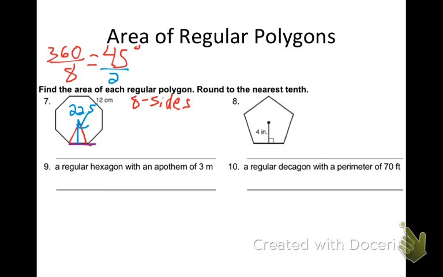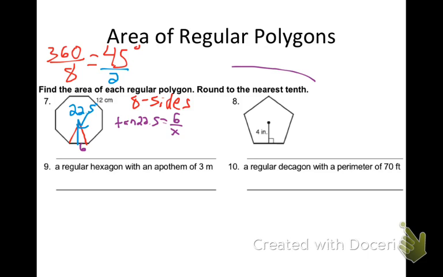Awesome. Now, I know this whole length down at the bottom is 12. Does everybody agree that whole length right there is 12? So what's half of that length going to be? 6. Now, can I use trig functions to find my apothem? Yes, I can. I would do the tangent of 22.5 equals the opposite side, 6, over the adjacent side of x. So tangent of 22.5 equals 6 over x.